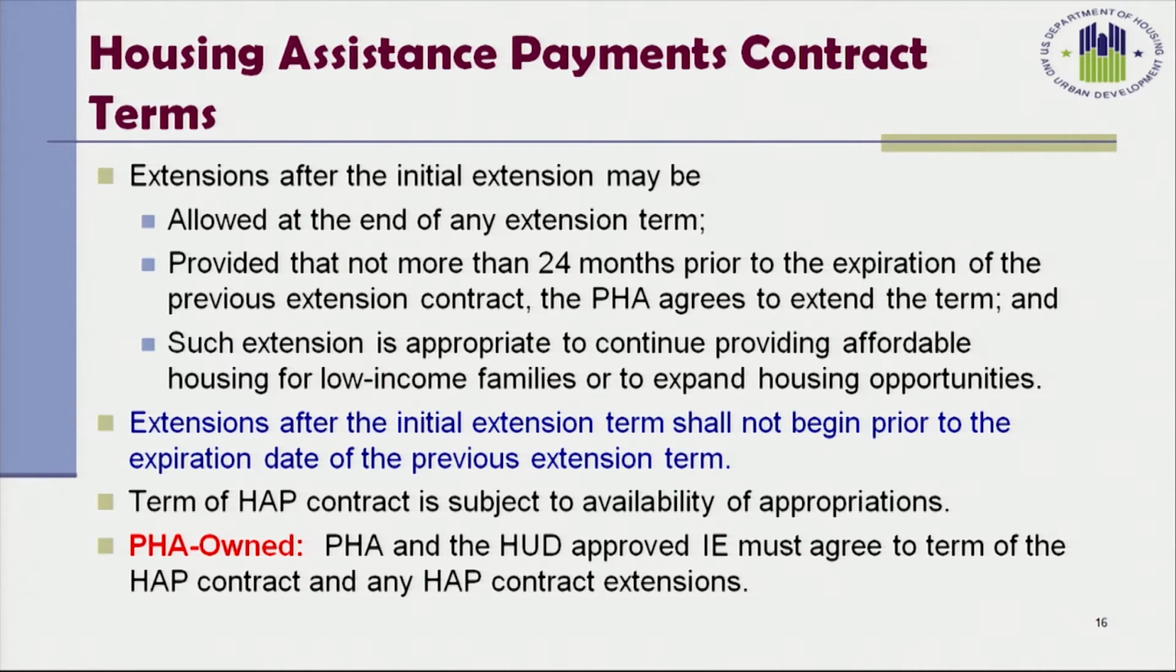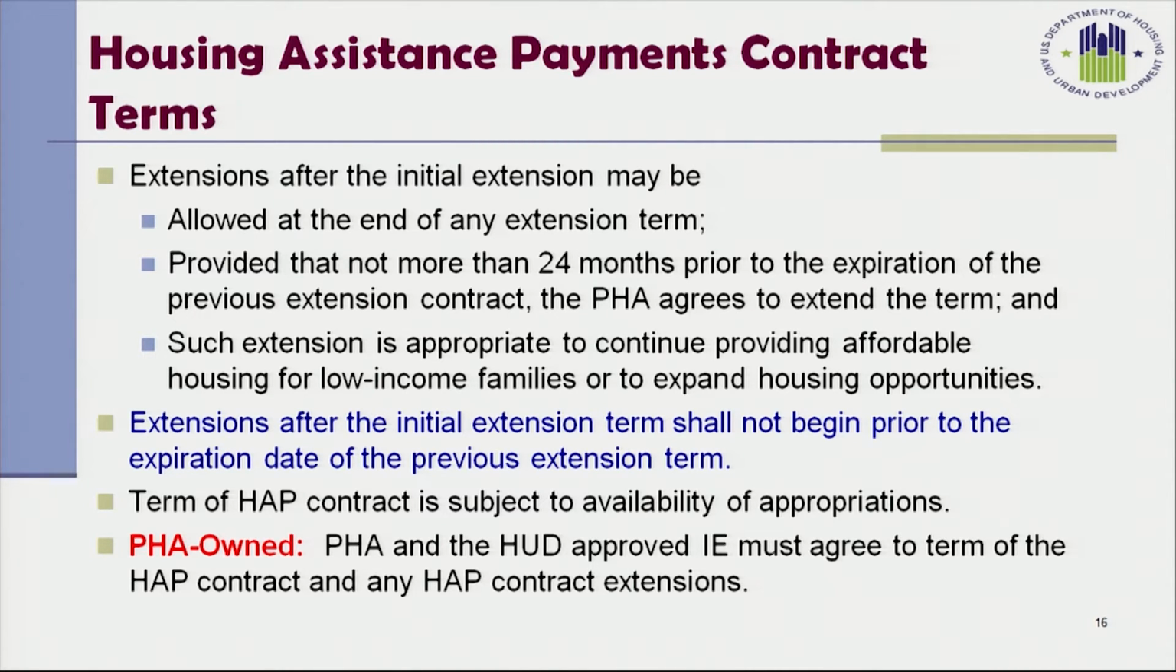Extensions after the initial extension may be allowed at the end of any previous extension term, provided that not more than 24 months prior to the expiration of the previous extension contract, the PHA agrees to extend the term and makes the statutory determination that the extension is in fact appropriate to continue providing affordable housing for low-income families to expand housing opportunities. Extensions after the initial extension term shall not begin prior to the expiration date of the previous extension term. The term of the HAP contract is always subject to the availability of appropriations.